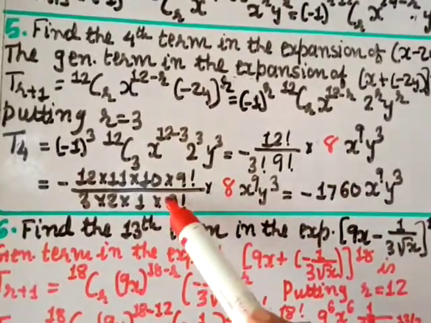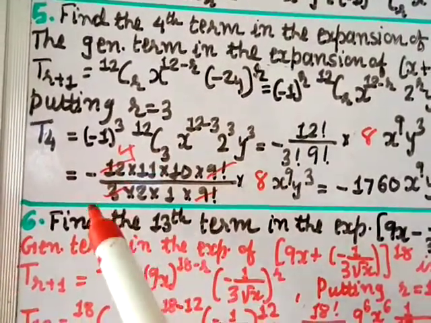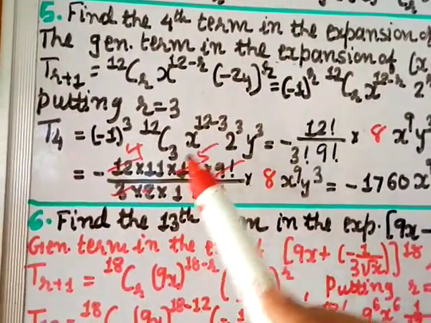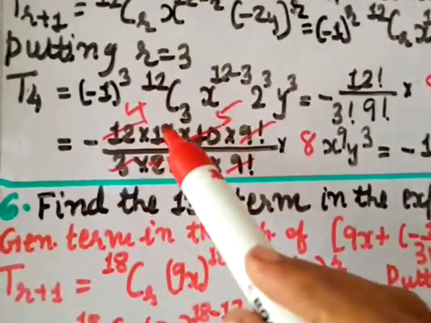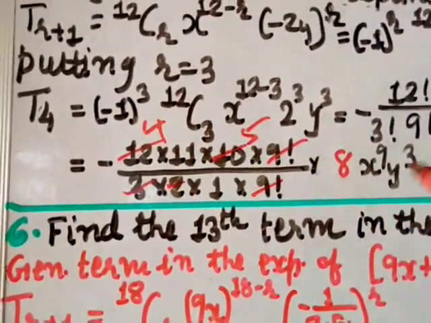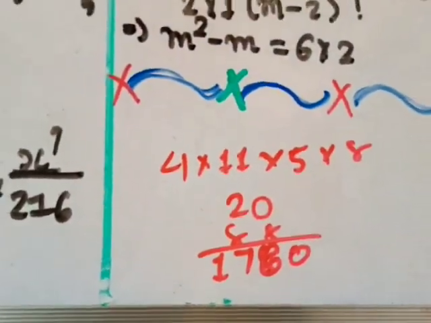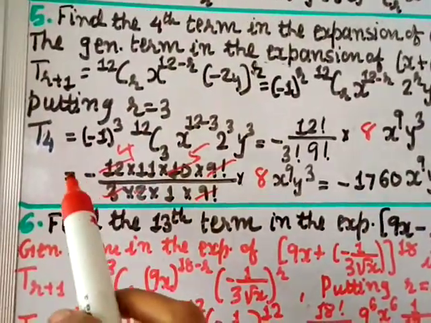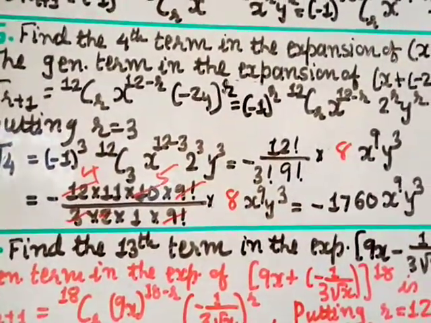If you cut this 9 factorial, if you cut this 3 and 4, and this 2 into 5, you get 4 into 5, that is 20. Then 11 into 8 is 88. So 88 into 20 will give you 1760, right? This product will give you 1760. So that is the answer, and it should be a negative answer. Why? Because here minus 1 power 3 is an odd number. So that is the solution for question number 5.